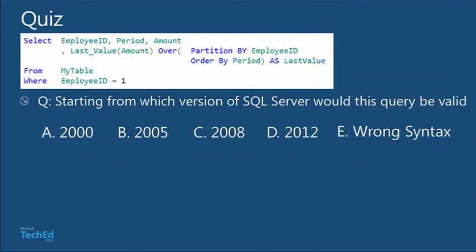I have select employee ID, period, amount, last value amount over partition by. So same question. Which is the correct answer? 12. Okay, that lady answered the same. Yes, certainly it is 12. So, do you want an evaluation copy or do you want a mouse? Okay, that's okay. Sorry, I should calm down. To be nice to ladies, okay?